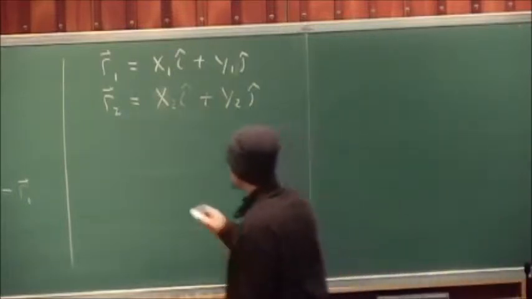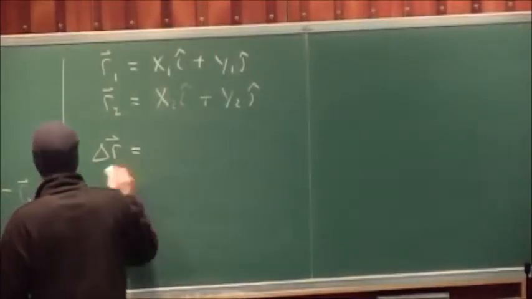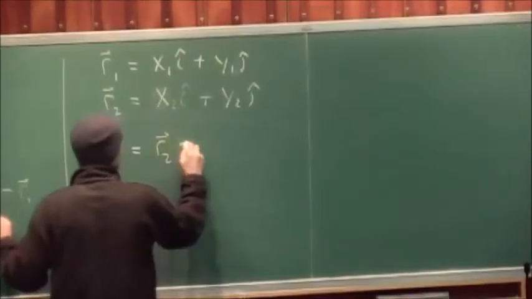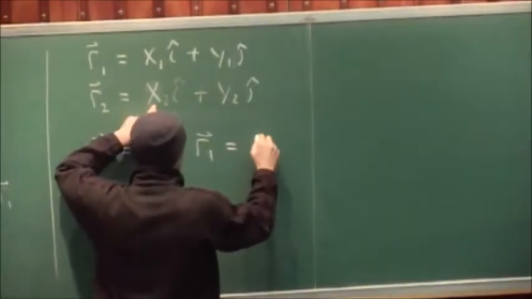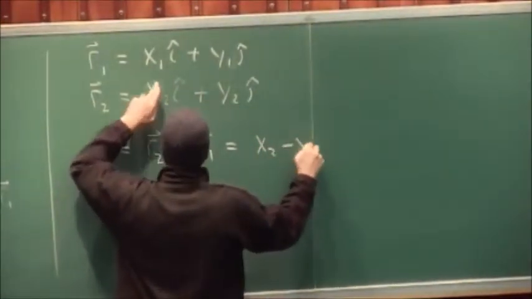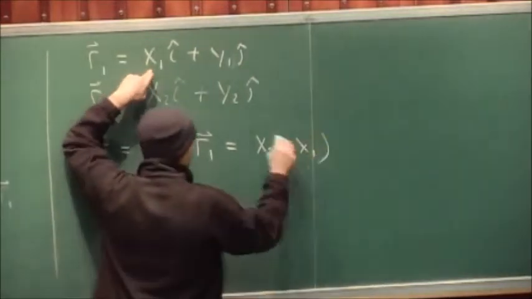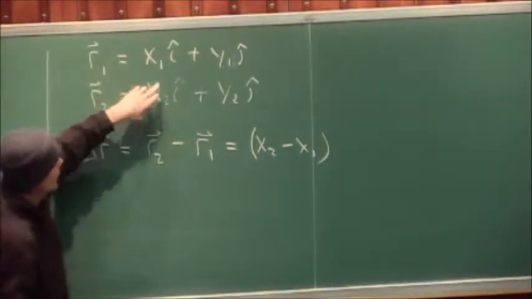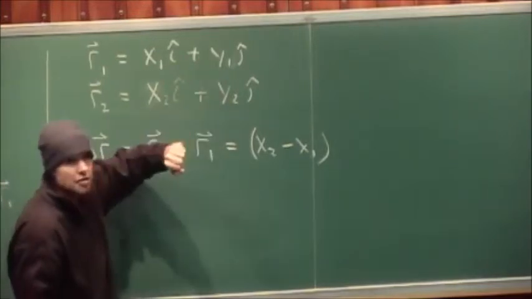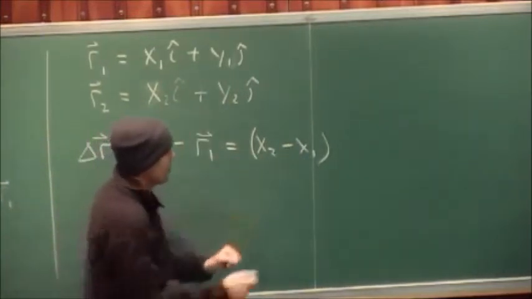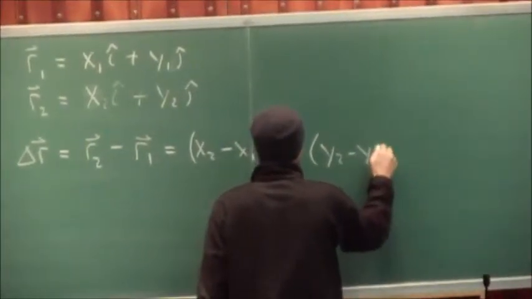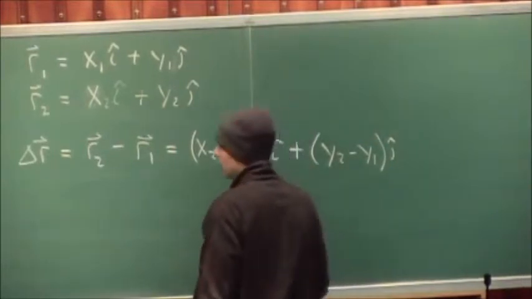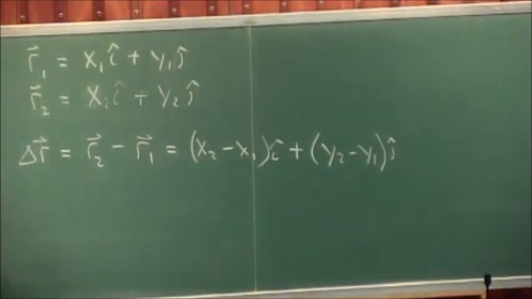Okay, good. So basically delta R, as we were pointing out, is R2 minus R1, which is equal to, if I break this up, an x2 minus x1 times i hat. So all I did is bring everything together that has i hats, and bring everything together that has j hats, and I did x2 minus x1 i hat plus y2 minus y1 j hat. So that's how we write delta R.